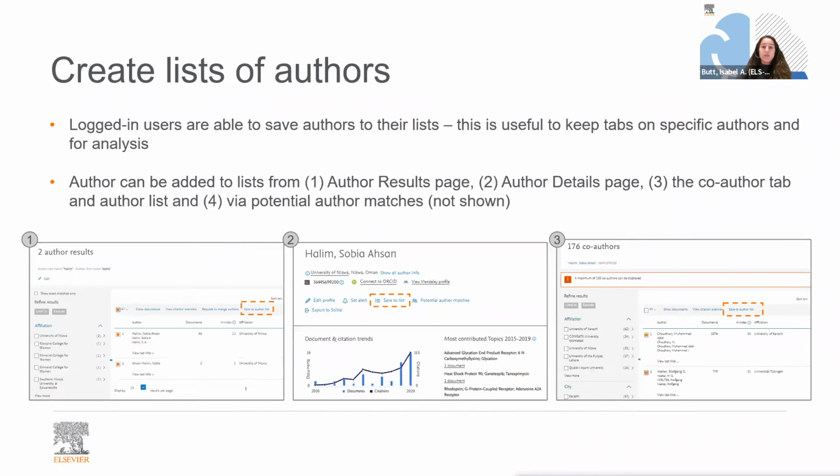Better still, if you want to keep track of a group of authors, you can create a list. If you're logged in, you can save authors to a list. And this is really helpful to keep tabs on specific authors and use them for analysis. You can add these authors to lists as you're going through the product. So if you're looking at the author results, if you're on an author profile, if you're looking at a list of co-authors, or via the potential author matches that I mentioned earlier.